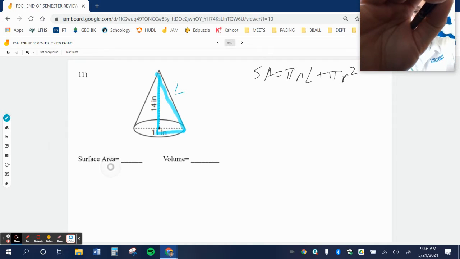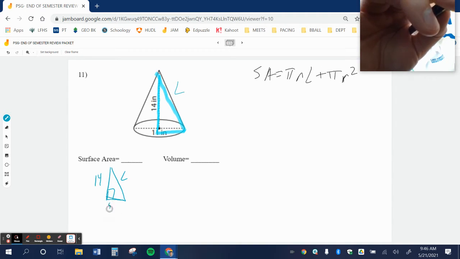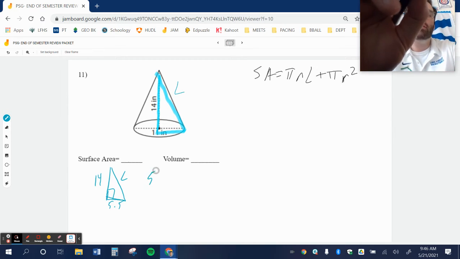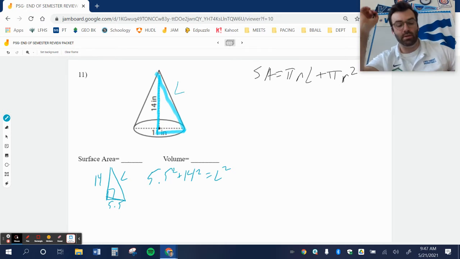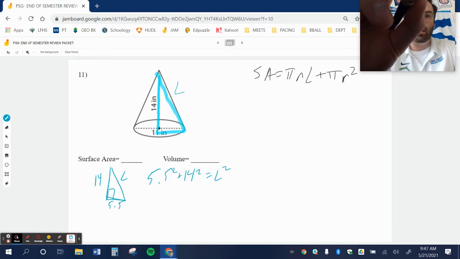Well, recognize that that is 14, L, and this is actually 5.5, half of 11. So I do 5.5 squared plus 14 squared equals L squared. Let's see my work here. 5.5 squared, plus 14 squared, I got 226.25 equals L squared. Square root both sides.